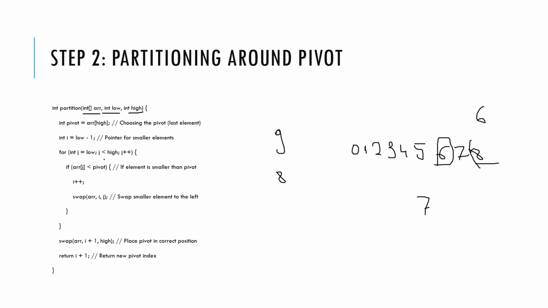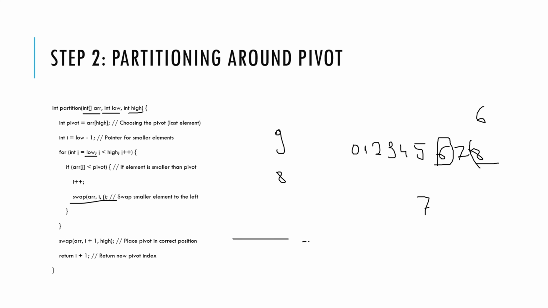We start from the low to the high position, and we increment +1. If the element is smaller than the pivot, i moves ++. We use the swap method to swap smaller elements to the left.